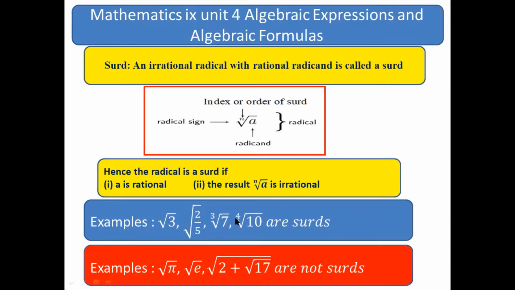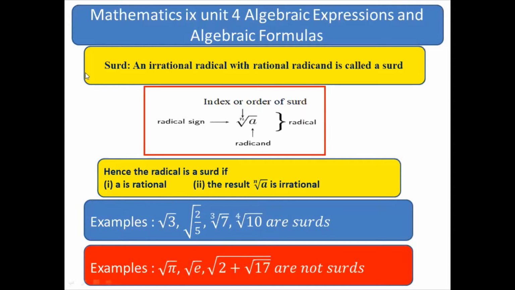Again, example 2, square root of 2 by 5. Square root of 2 by 5 is a surd. Why? Because 2 by 5 is a rational number and this whole radical is irrational. Similarly, the cube root of 7 is a surd. Fourth root of 10 is also a surd.